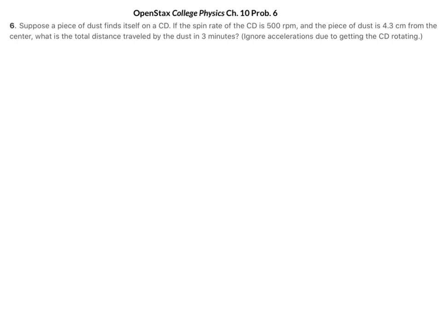Let's look at OpenStax College Physics, Chapter 10, Problem 6. Suppose a piece of dust finds itself on a CD. If the spin rate of the CD is 500 RPM and the piece of dust is 4.3 centimeters from the center, what is the total distance traveled by the dust in 3 minutes? Ignore accelerations due to getting the CD rotating.